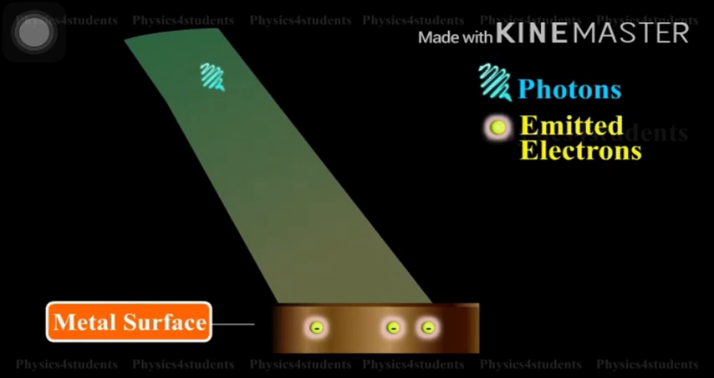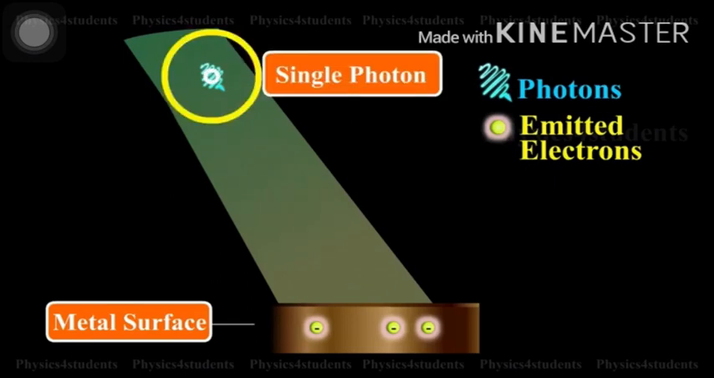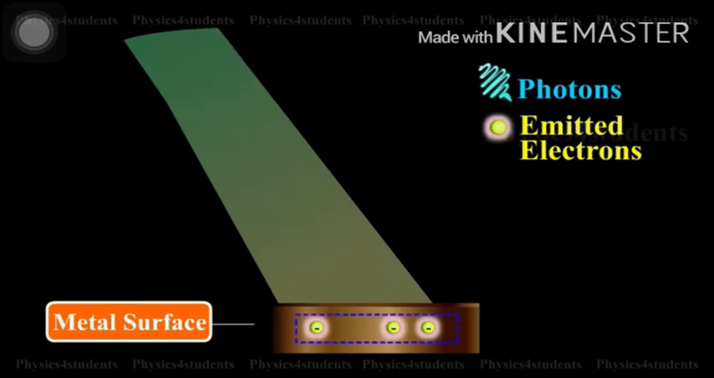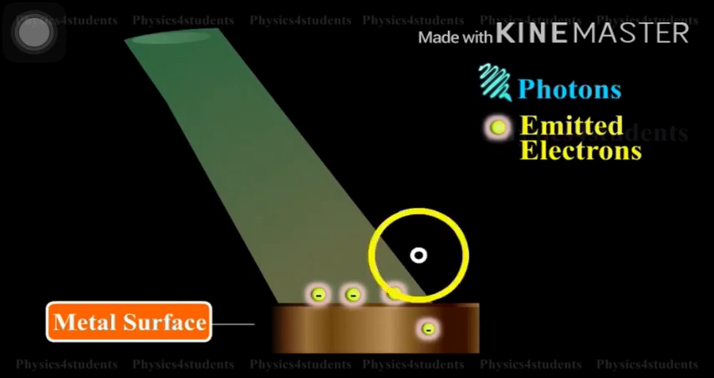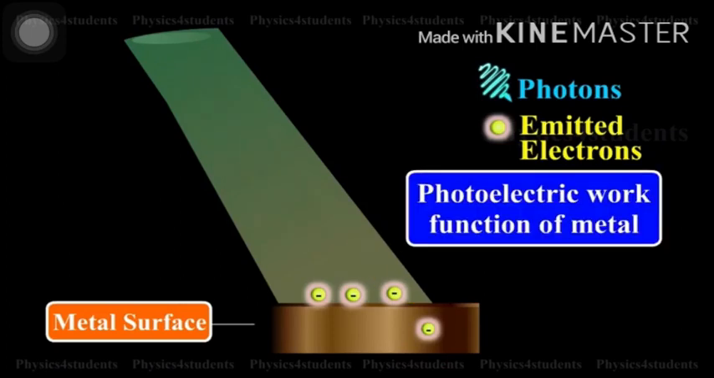Now, according to Einstein, the photoelectric emission is the result of interaction of a single photon and the electrons present in the metal surface. Now, as the photon strikes on the metal surface, the energy of the photon is used in two ways. That is, one in extracting the electron from the metal surface, secondly in providing kinetic energy to the particles, that is electron. And the minimum energy required to liberate an electron from metal surface is called the work function W naught of the metal.